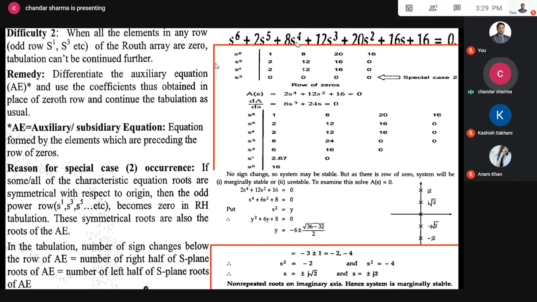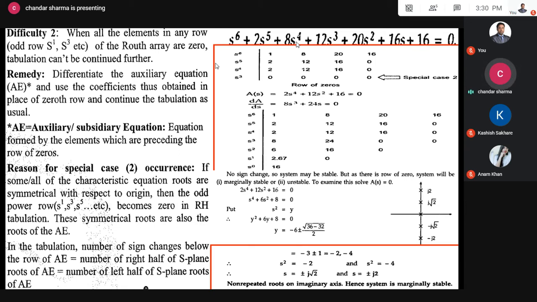The remedy of this, or to overcome this difficulty, we have to construct an auxiliary polynomial. Auxiliary polynomial, AE बोलो या A of S बोलो. An auxiliary polynomial is obtained from the coefficients of the row just above the row of 0. Now obtain differentiation of that auxiliary polynomial and replace the row of zeros by the coefficients of the polynomial obtained from dAE by ds, and proceed with the computation of Routh's array as usual.